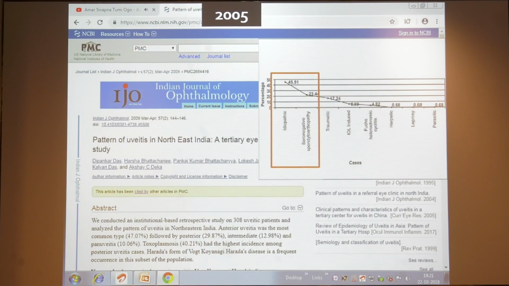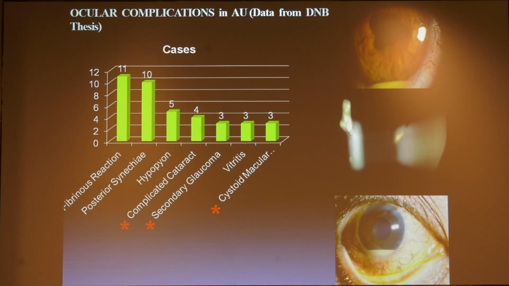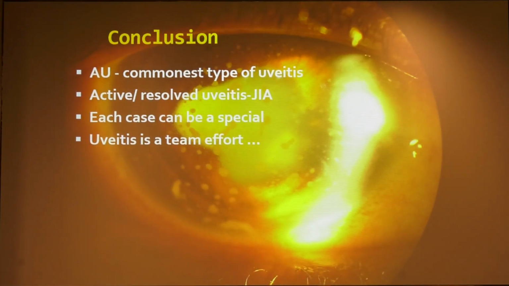Now, in the pattern of uveitis from Northeast India, initially when we published in 2005, the most important cases were idiopathic, followed by seronegative arthritis. And next, when we published the changing pattern of uveitis, HLA-B27 was most important. Now, 3 complications are very, very important for all uveitis. This I have taken from anterior uveitis, from a DNB thesis: complicated cataract, secondary glaucoma, and cystoid macular edema.